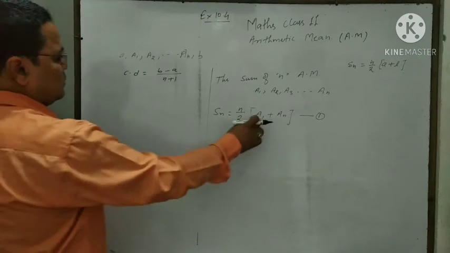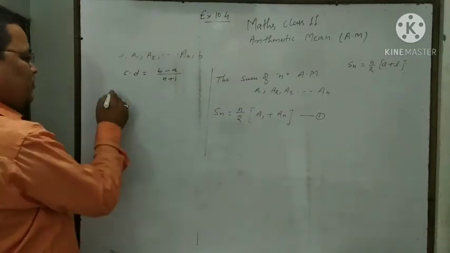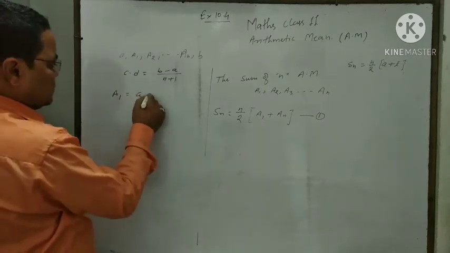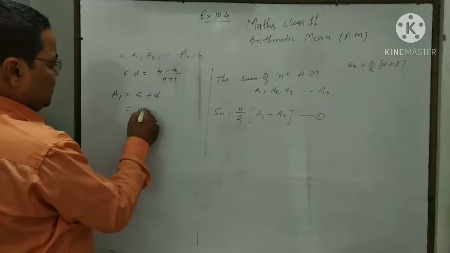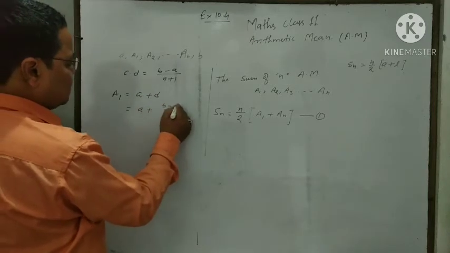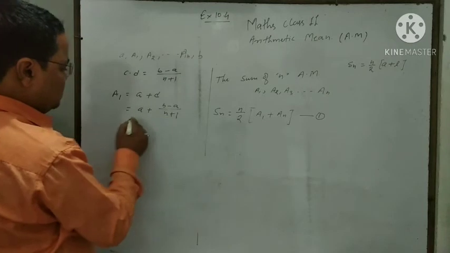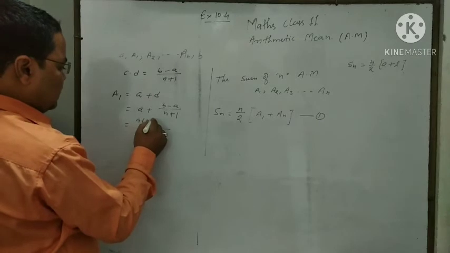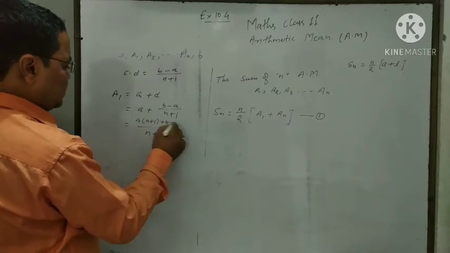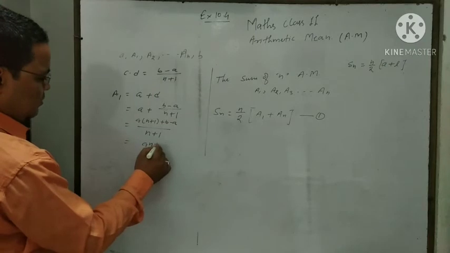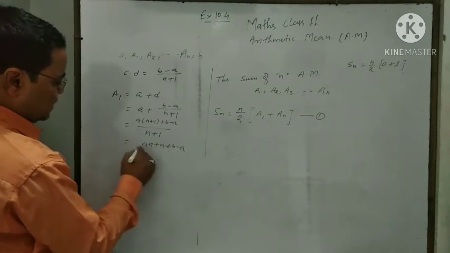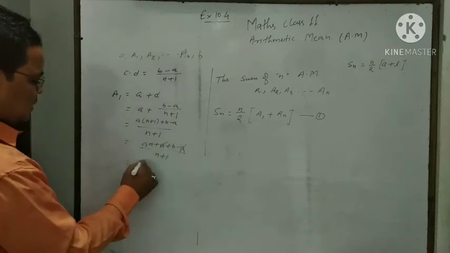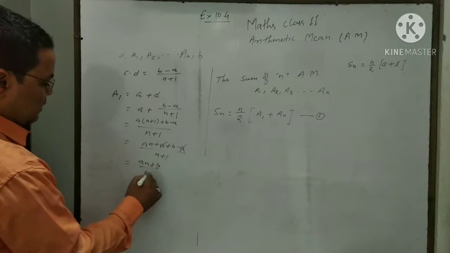So here if you take A1, and what is A1? A1 is the second term. And second term is what? First term plus common difference. So here it is a plus b minus a upon n plus 1. If we calculate, it will be n plus 1, and here a into n plus 1 plus b minus a. So it will be an plus a plus b minus a upon n plus 1. A and a will be cancelled and it will be an plus b upon n plus 1.